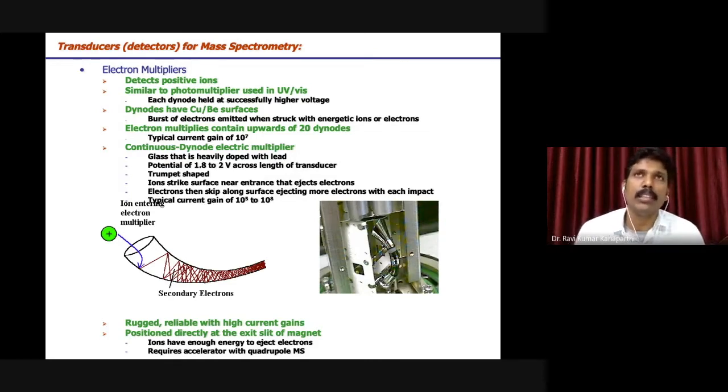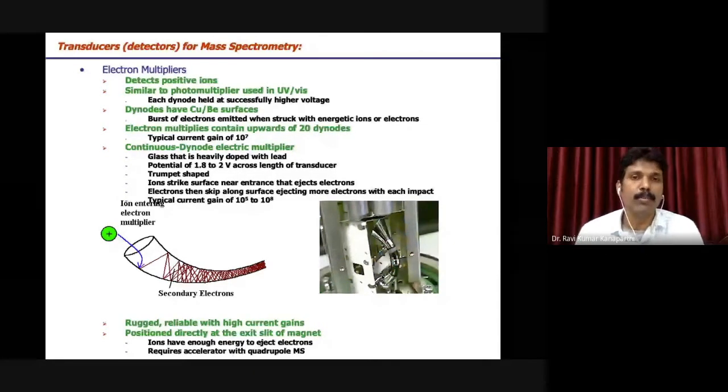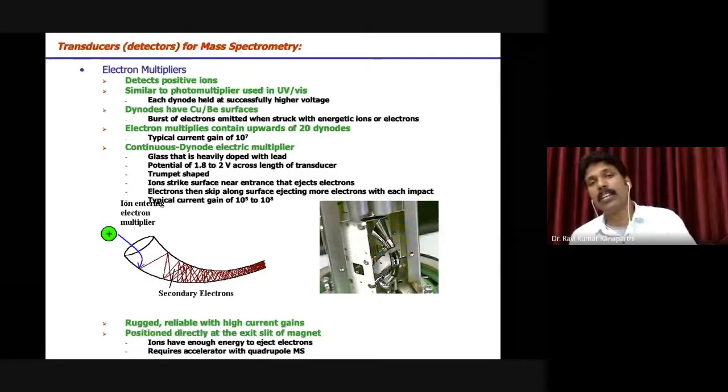I am sure that you know what a photomultiplier is. A photomultiplier is a device that multiplies the photons which are received, and accordingly it generates electrons. After receiving a photon, based on the photoelectric effect, electrons will be generated, and these generated electrons will be multiplied using electric components. That is a photomultiplier. Likewise, here we have an electron multiplier.